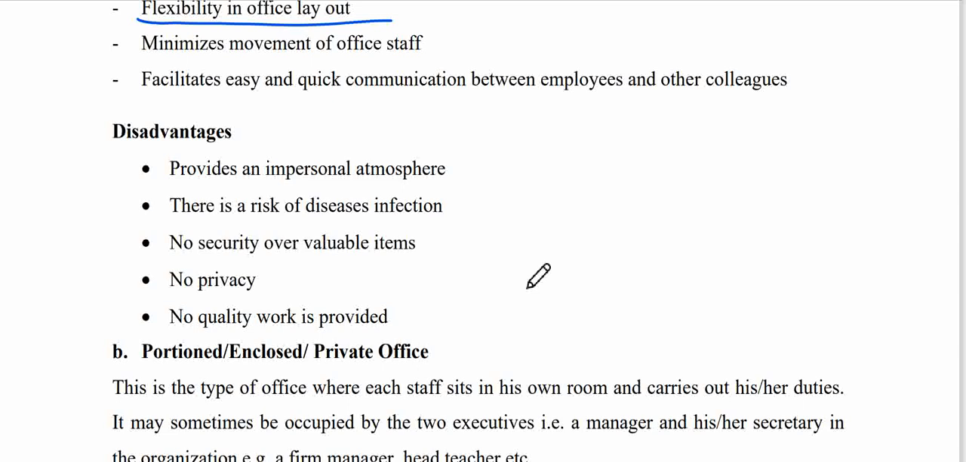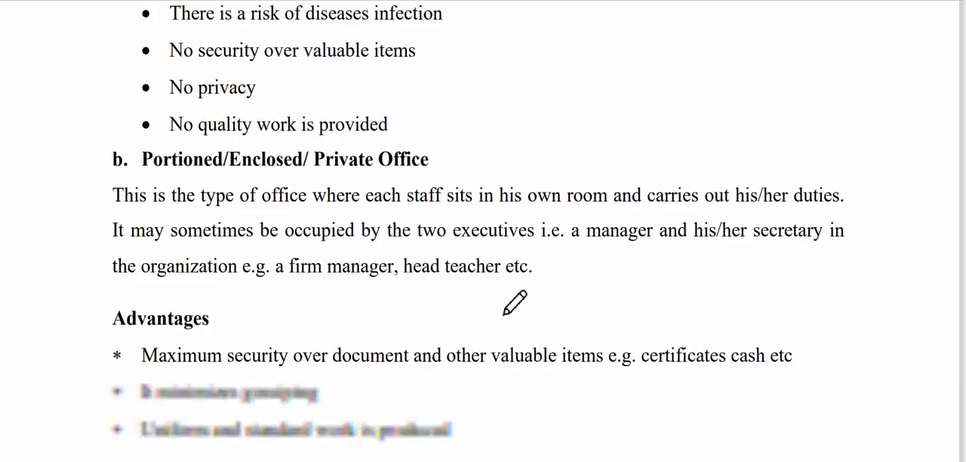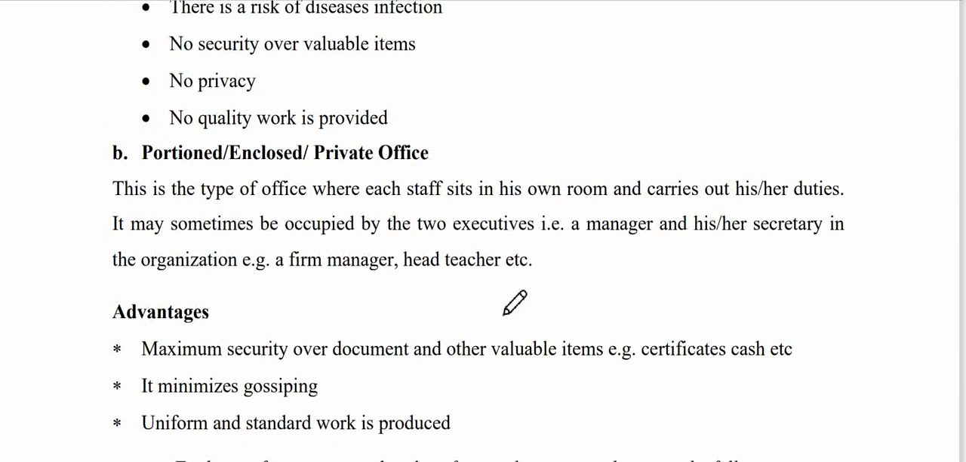All right. So another type is what we are calling the partition or enclosed or private office. This is a type of office where each staff sits in his own room and carries out his or her duties.